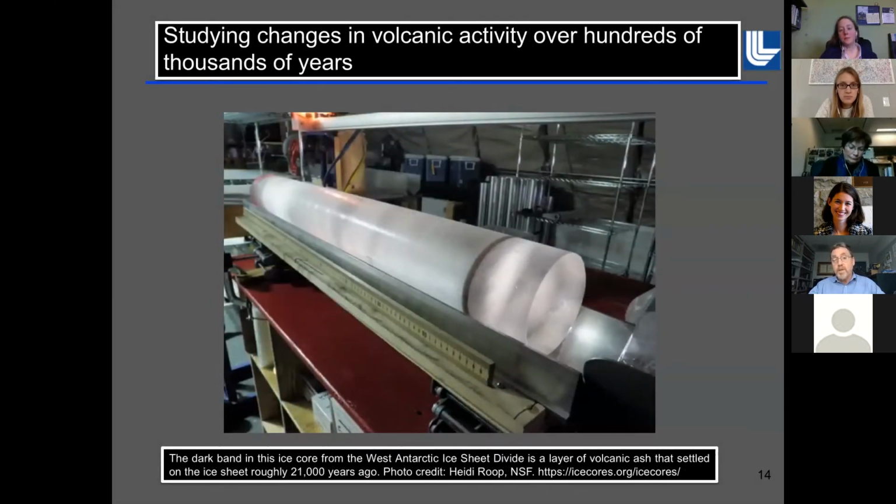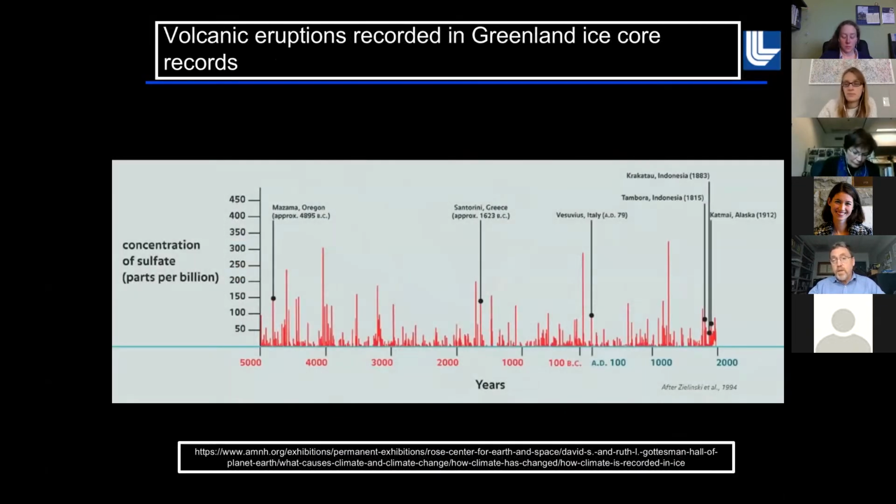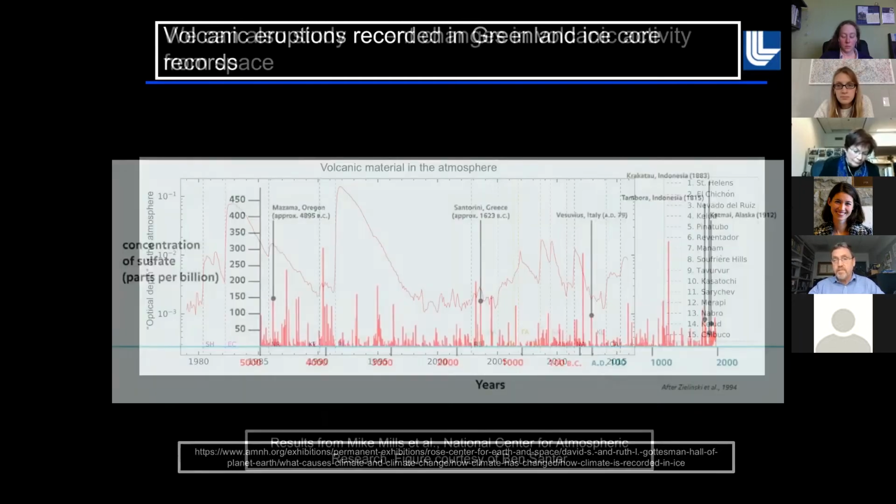This, for example, is an ice core from West Antarctica, and that black band there is the signature of a large volcanic eruption. So we can use these natural time machines, these ice cores, to go back many thousands of years. This, for example, shows you from the Greenland ice core, very large volcanic events going back 5,000 years. That's what those big spikes are. Again, it's a wonderful way of getting information about deep time changes in volcanic activity.